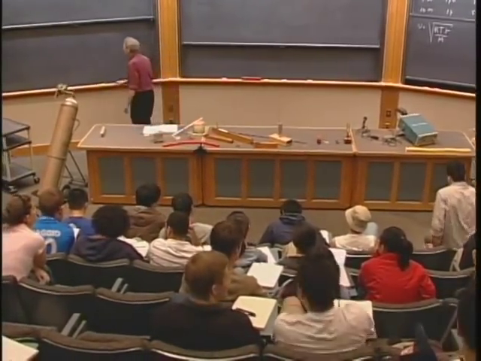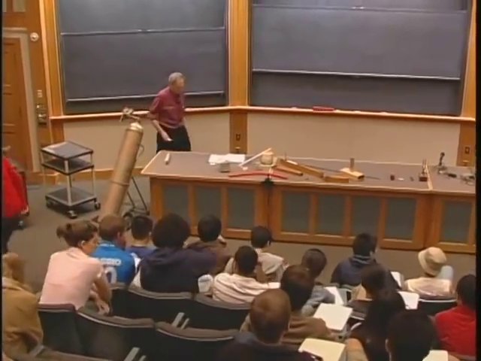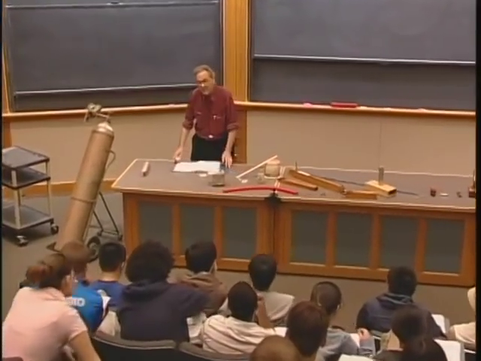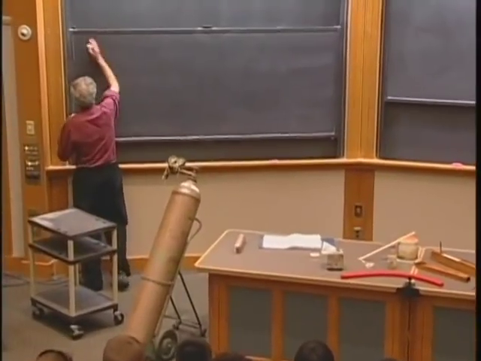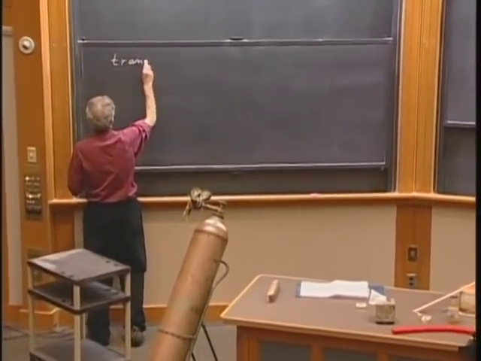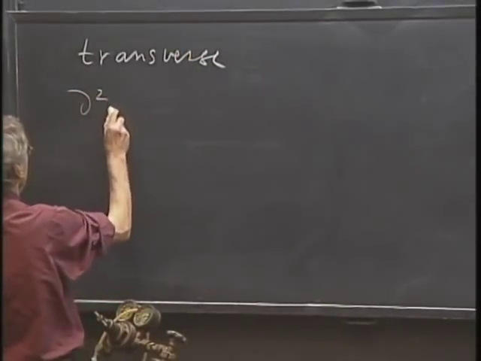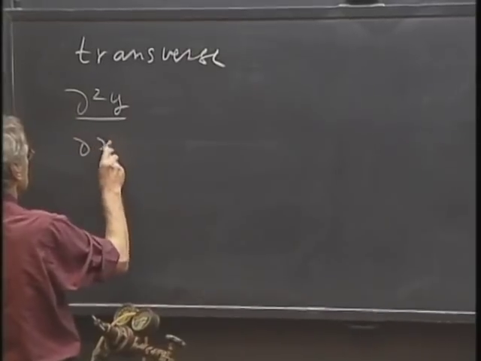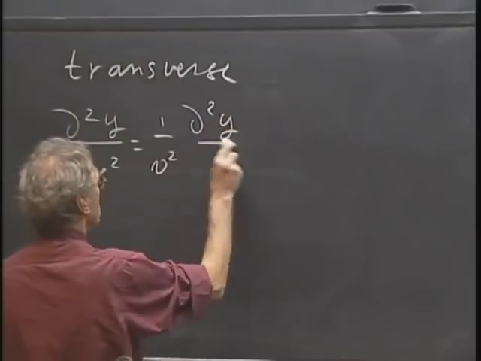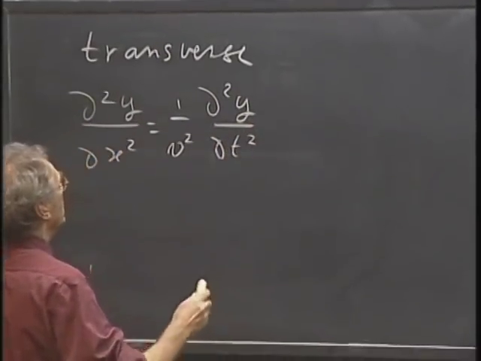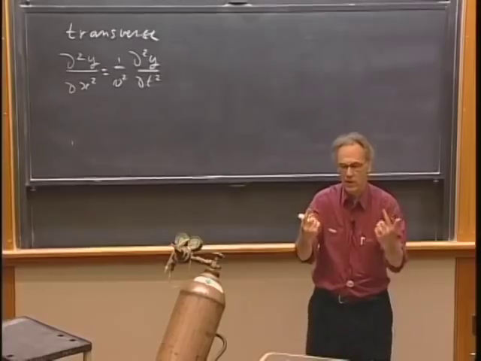All right. So, what we have been looking at are one-dimensional standing waves, normal mode solutions to the famous wave equation. In the case of transverse motion, we have d²y/dx² equals 1 over v² times d²y/dt². So this is the wave equation, y now in this direction.